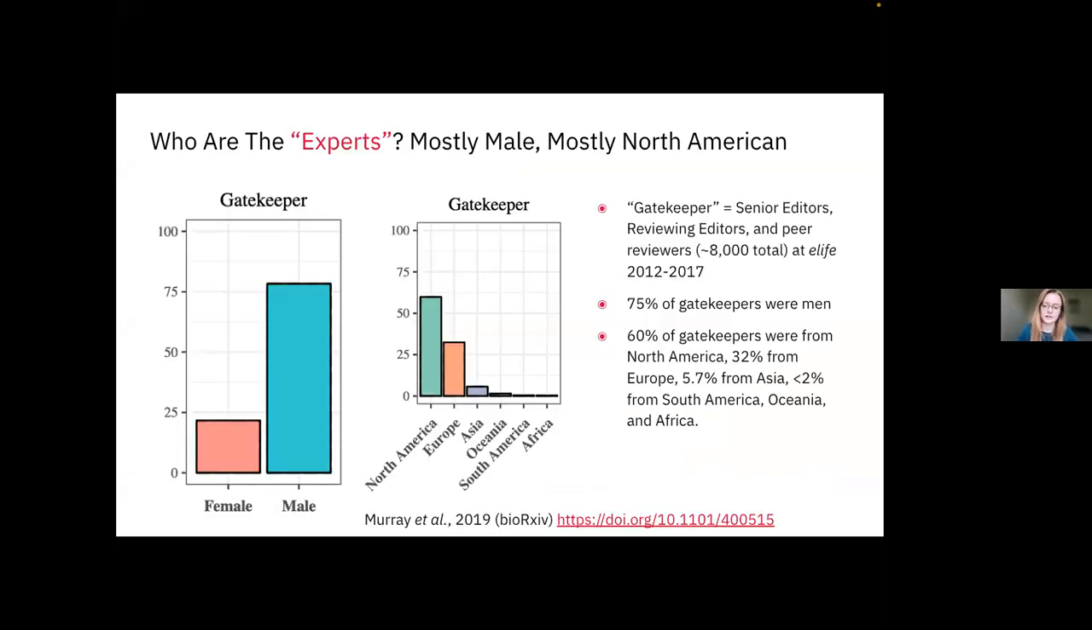The data around the diversity of peer review is scarce, but there are a few studies that have looked at gender and geographical representation of peer review gatekeepers. In this 2019 study of senior editors, reviewing editors, and peer reviewers at the journal eLife, the authors reported an overrepresentation of male gatekeepers, and over 90% of these gatekeepers were living in North America or Europe, with just over 5% from Asia and under 2% from South America, Oceania, and Africa.